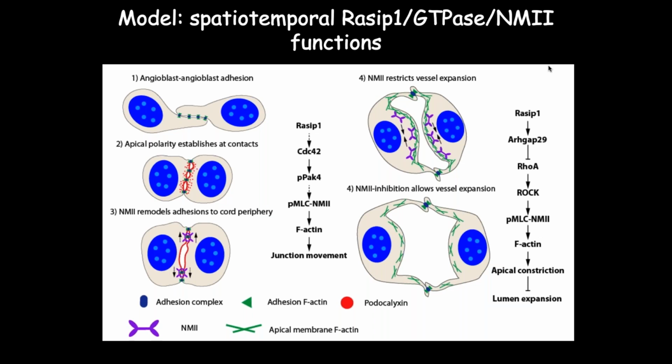And so this model brings together the same upstream molecule, RAS-IP1, the same downstream molecule, non-muscle myosin, but opposite roles. In one case, we're encouraging constriction. In the other case, we're suppressing constriction.